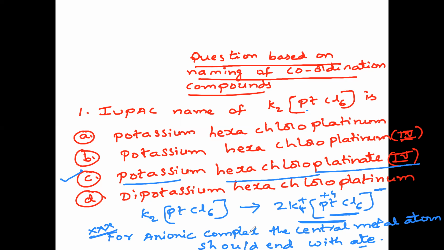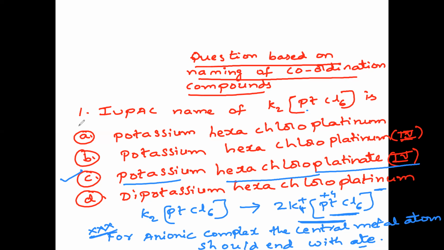For cationic complex, the central metal atom will have the same name, that is platinum(IV). Suppose if it is a cationic complex, it will come like this, platinum(IV). As this is an anionic complex, the central metal atom should end with -ate. For neutral or cationic complex, the central metal atom should be written the same. I hope you understood this clearly.